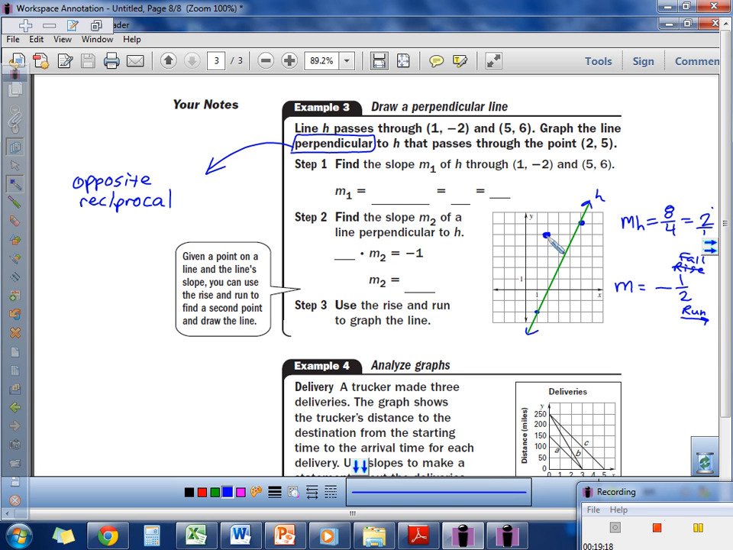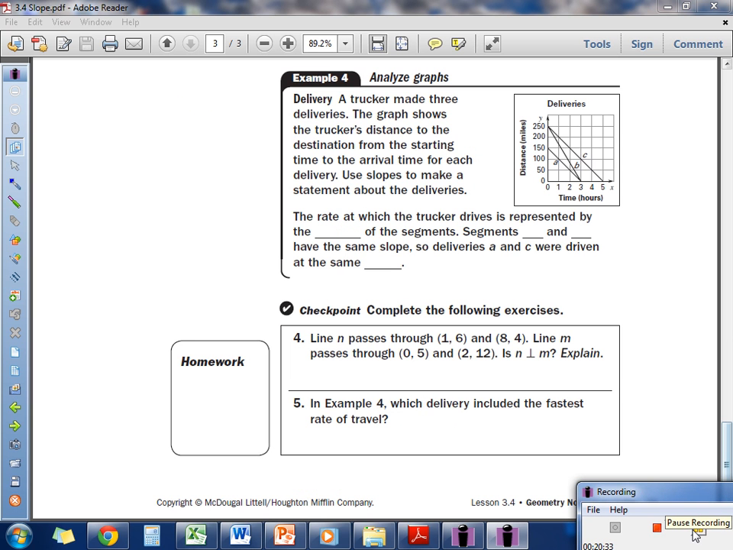So from our point, we fall how much? Yeah, that top number, fall 1. And then we run to the right. Fall 1, run 2, and you can see our line starts to form. There it is. Those lines are perpendicular. It says graph it. We've graphed it. We're good to go. Try out checkpoint number 4, and then we'll be done.